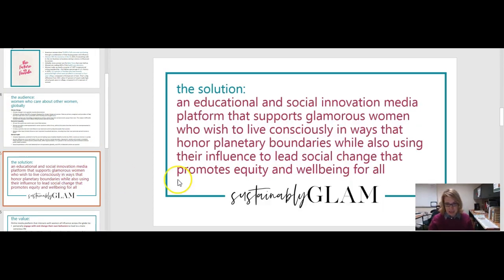And my solution to that is to create an educational and social innovation media platform that supports women who wish to live consciously in ways that honor planetary boundaries, hello Kate Raworth, while also using their influence to lead social change that promotes equity and well-being for all.